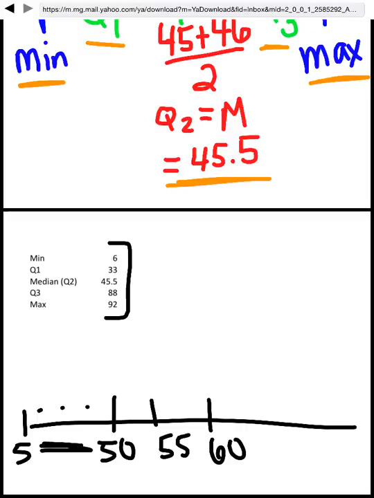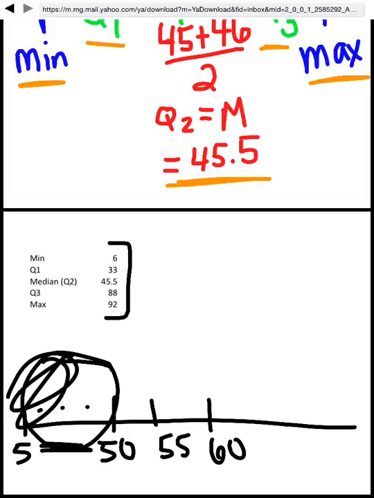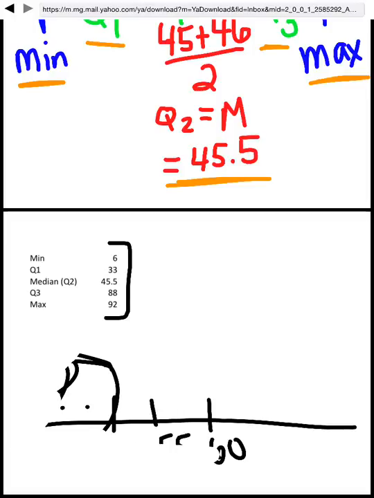This is not good. And the reason it's not good is because when you're drawing a box plot, we are going to be able to see the shape of the distribution after we are done. The shape of the distribution will become invalid if we have spaces on our number line such as this that are not counted for. So we want to make sure when we draw our number line that we do not skip any values.